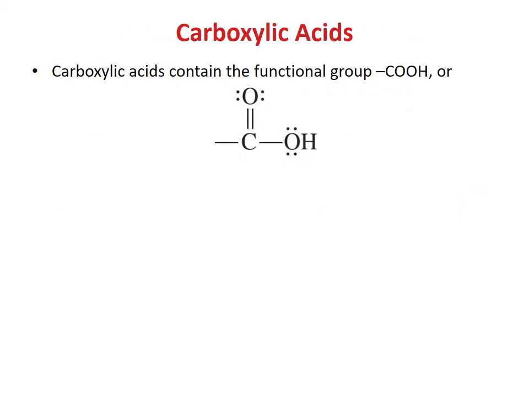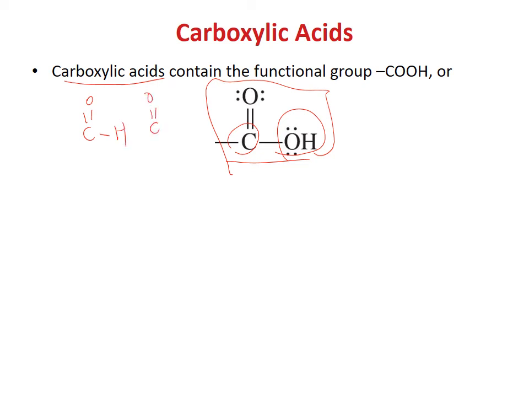If the carbonyl carbon is attached to a hydroxide, the functional group is called a carboxylic acid. Carbonyl carbon attached to at least one hydrogen is called an aldehyde. Carbonyl carbon attached to two carbons, no hydrogen, is called a ketone. If one is OH, hydroxide, that's a carboxylic acid.